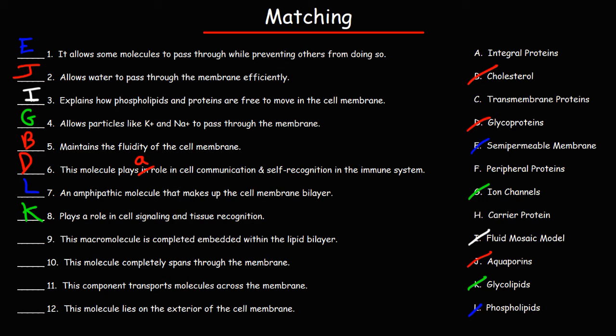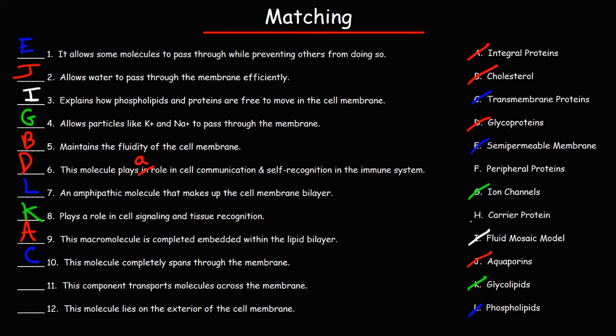And number 9, this macromolecule is completely embedded within the lipid bilayer. So this is going to be the integral proteins. They're completely integrated in the lipid bilayer. Number 10, this molecule completely spans through the membrane. So this is going to be the transmembrane protein. So that's C. Number 11, this component transports molecules across the membrane.